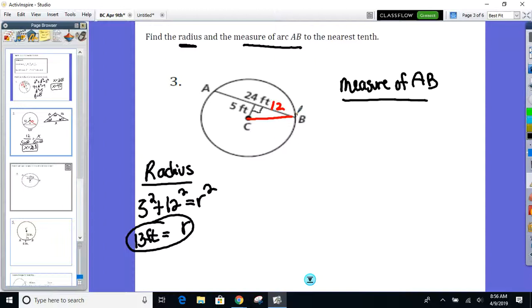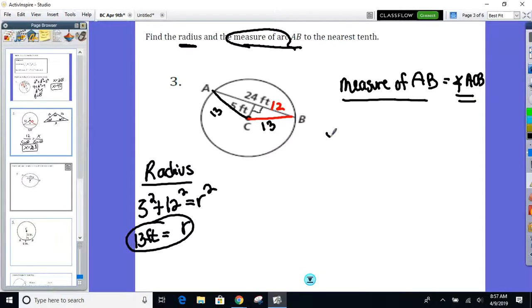So you go A to C. Because we know that's 13. We just found that's 13. Okay, hold on. Measure of the arc is always the same as the what? Central angle. Correct. So right now, the measure of arc AB is the same as the measure of angle ACB. So if you can find the measure of ACB, that's the same as the measure of the arc because it's the central angle.